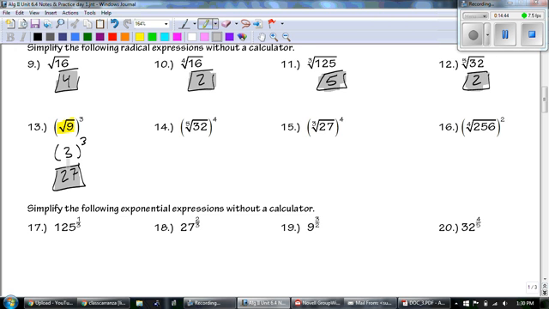Okay? I do what's in the parentheses first, which we actually just did over here. So I know that this is a 2. And then now I have to do 2 to the 4th power. 2 to the 4th power gives us 16.